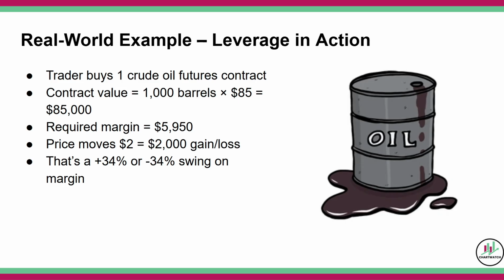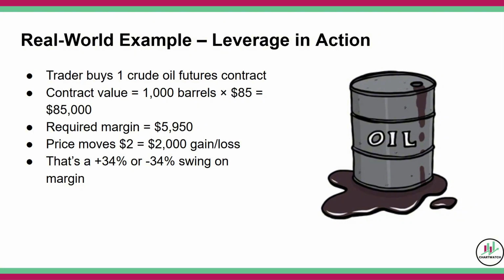The key part is if the price of oil rises by $2 per barrel, the contract gains $2,000 in value. That's because $2 times 1,000 barrels is $2,000 profit. So on a $5,950 margin, your return is roughly 34% on just a $2 move. It sounds great, it's amazing. However, what if oil drops by $2 instead? Then you are losing $2,000, and that's a 34% decrease in your account.